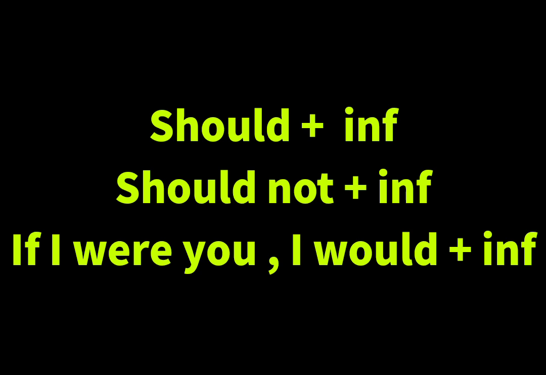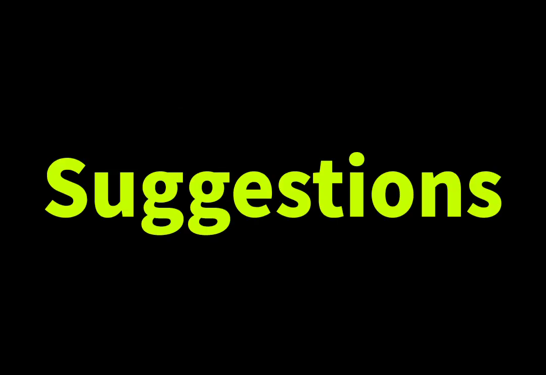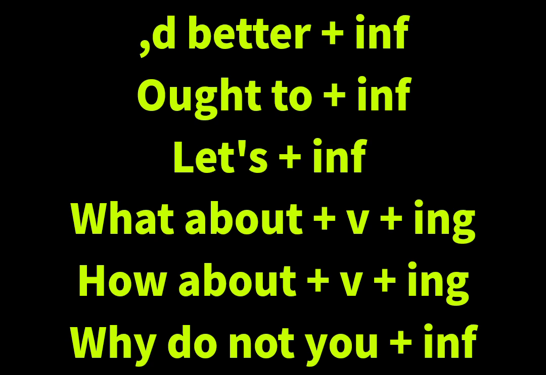So the last one is suggestions الاقتراحات. We have 5 ways. Number 1 had better دي اختصار لكلمة had better. Yes, ought to plus infinitive. Had better plus infinitive is followed by the infinitive بيجي وراها المصدر. Ought to is followed by the infinitive. Let's is followed by the infinitive. Why don't we is followed by the infinitive. الأربعة دول كلهم بيجي وراهم المصدر ما عدا except what about and how about. What about and how about are followed by the verb plus ing. Is everything clear? The grammar is clear?